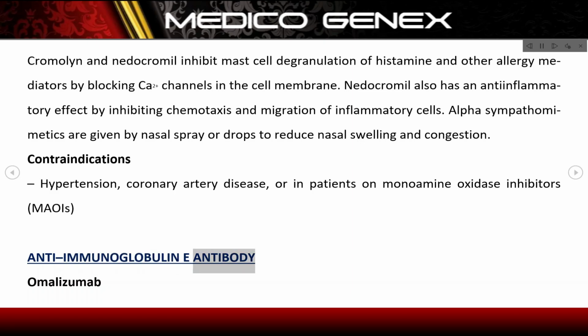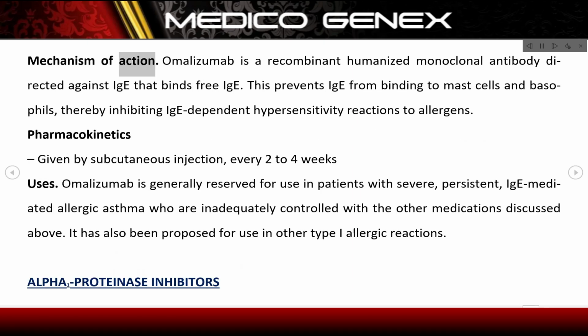Anti-immunoglobulin E antibody. Omalizumab. Mechanism of action: omalizumab is a recombinant humanized monoclonal antibody directed against IgE that binds free IgE. This prevents IgE from binding to mast cells and basophils, thereby inhibiting IgE-dependent hypersensitivity reactions to allergens. Pharmacokinetics: given by subcutaneous injection, every 2 to 4 weeks.